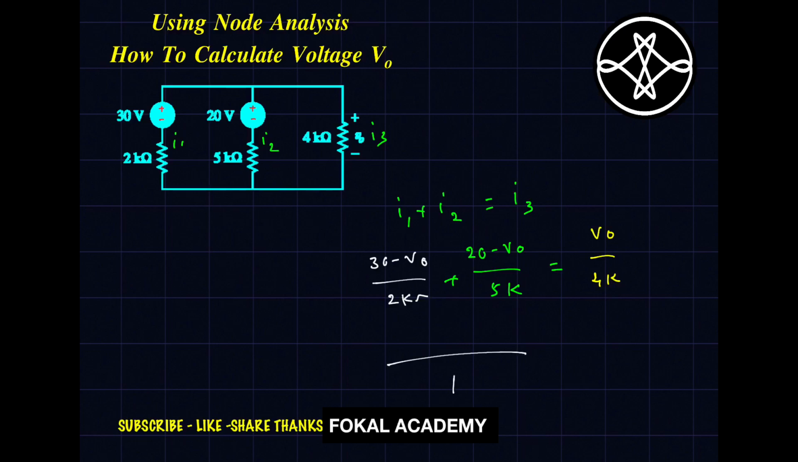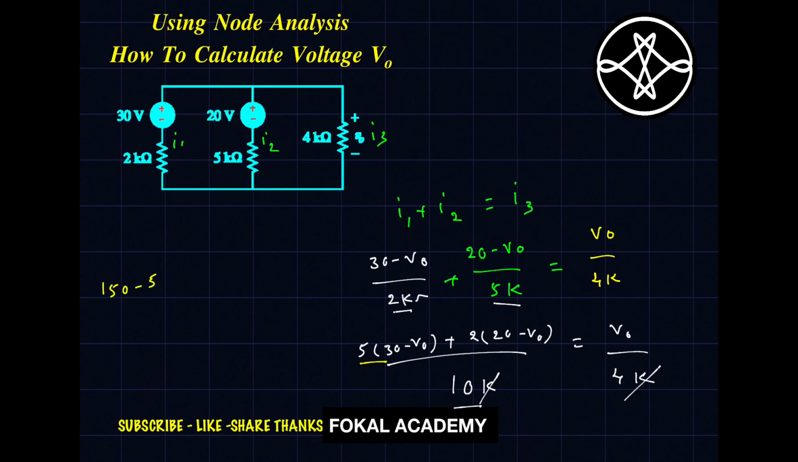Here the LCM is 10k. So 2k goes 5 times: 5 into (30 minus V0), plus next, 5k: 10k goes 2 times, so 2 into (20 minus V0), that is equal to V0 by 4k. Here the k's cancel, per kilo. So it becomes 5 times 30, 150. So (150 minus 5 V0 plus 40 minus 2 V0) by 10 is equal to V0 by 4.